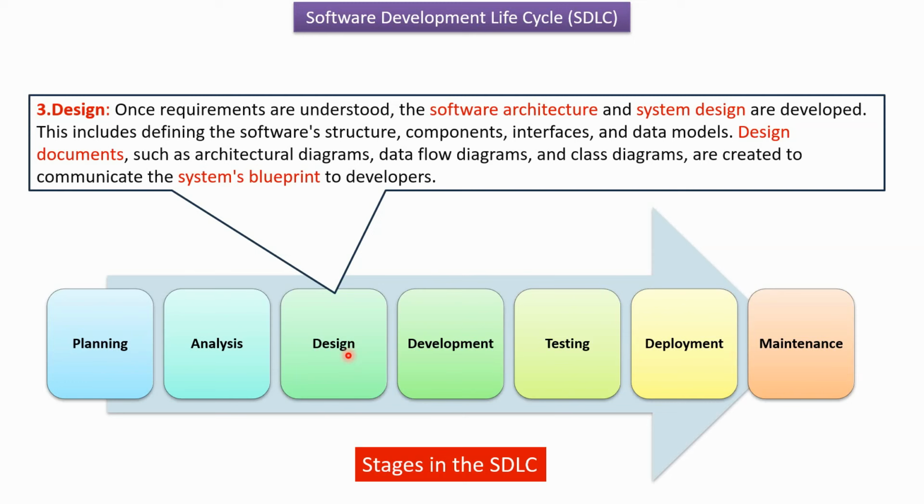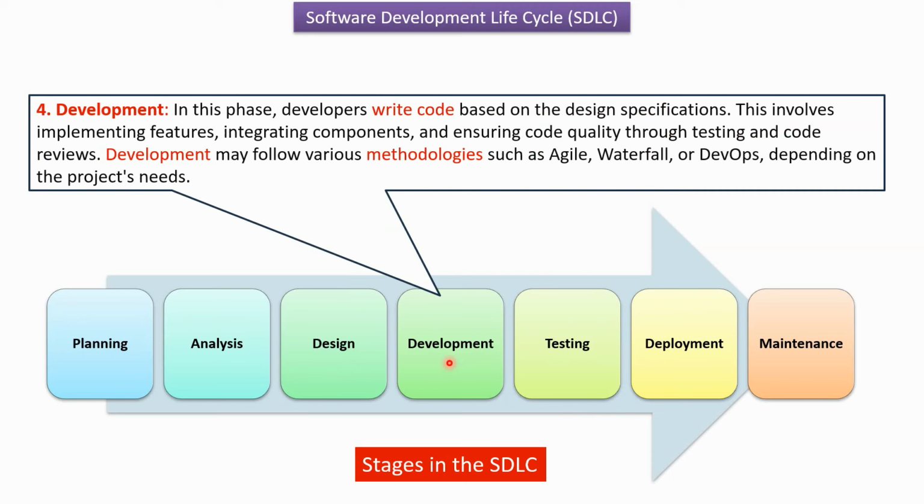Third one is design. Once requirements are understood, software architecture and system designs are developed. This includes defining the software structure, software components, interfaces of the software, and data models. Design documents such as architectural diagrams, data flow diagrams, and class diagrams are created to communicate the system's blueprint to the developers.